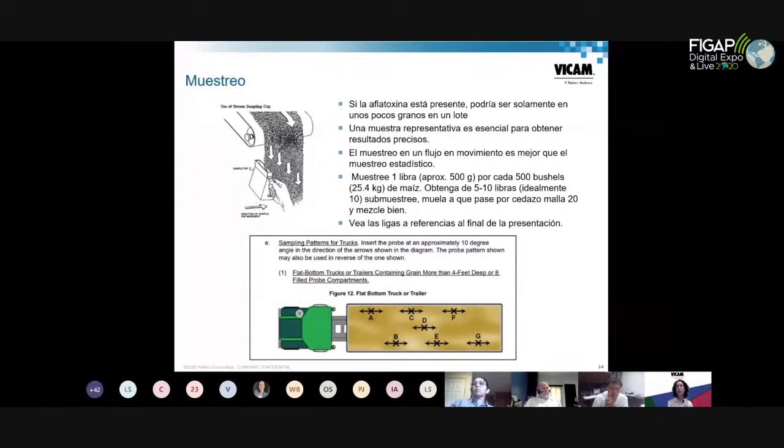And the European community recommends more detailed sampling procedures.